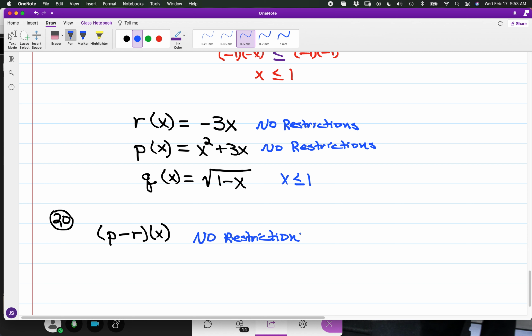So we can go ahead and arrive at the domain. If there are no restrictions at all, now the domain is going to be the set of all real numbers. Okay. Now for how the output is going to appear, again we have p minus r of x. That is equal to p of x minus r of x.